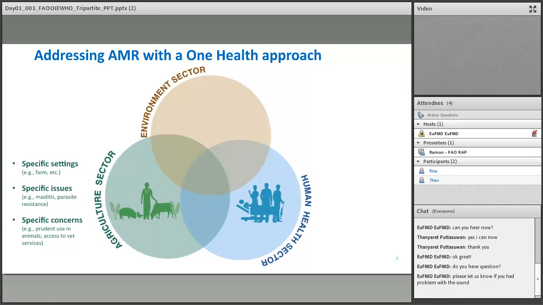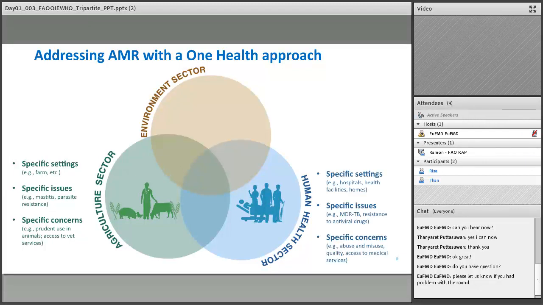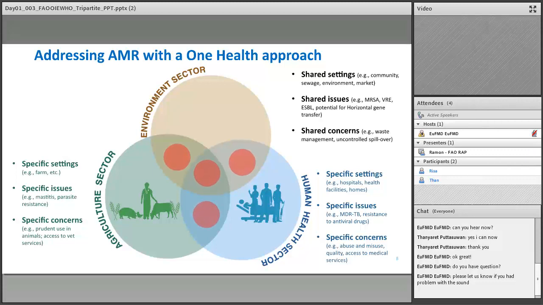for the agricultural sector, this takes place in specific settings, such as farms. There are specific issues and specific concerns related to the agricultural sector. On the human side, exactly, specific settings: hospitals, health facilities, homes; specific issues, such as multi-drug resistant TB and resistance to antivirals; and specific concerns on the abuse, misuse, quality, and access to medical care.